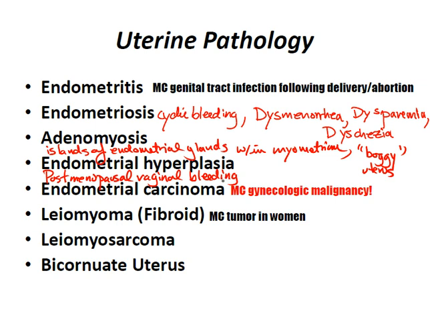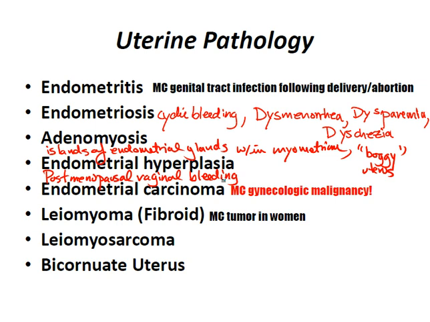So endometrial hyperplasia is a precursor to what? Endometrial carcinoma, where patients with endometrial hyperplasia are at an increased risk of developing endometrial carcinoma. And speaking of endometrial carcinoma, this is the most common gynecological malignancy. It manifests clinically by postmenopausal vaginal bleeding, and it peaks between ages 55 and 65. So if you have vaginal bleeding in a woman 55 to 65, it is endometrial cancer until proven otherwise.